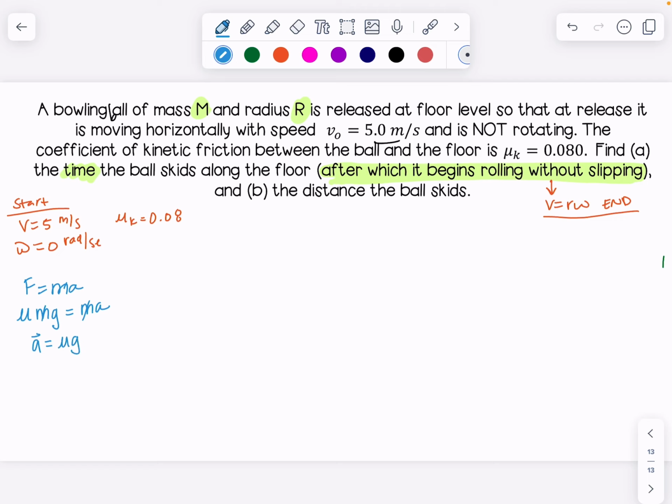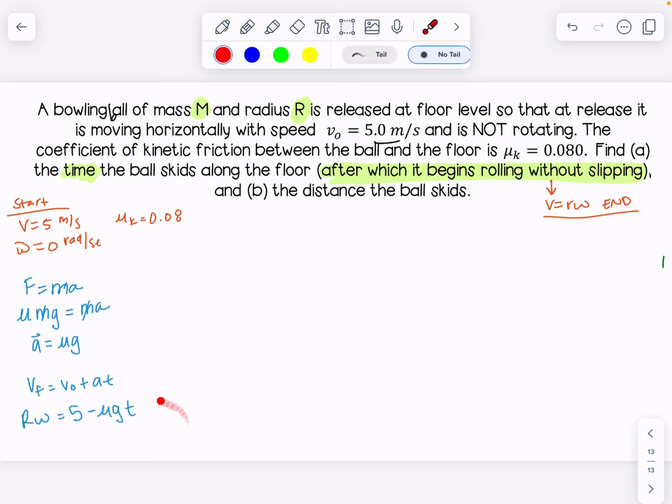Now that I have an acceleration, I can try to use some kinematics. I know that v final is equal to v initial plus a t. My v final is going to be R omega because that's my end constraint. My v initial was 5, and my a is mu g, and there's some time.